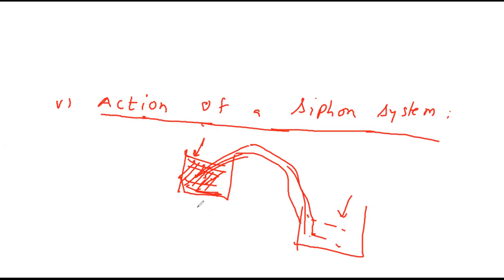As a result, inside the tube, pressure decreases and becomes less than the atmospheric pressure acting in vessel P. Due to this, there will be flow of water from end A to end B.